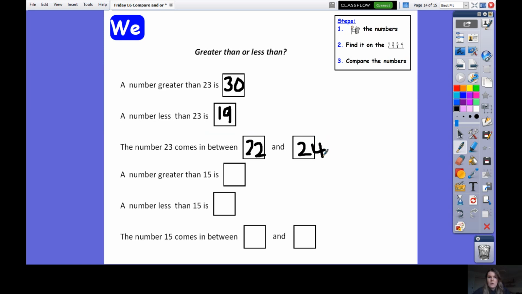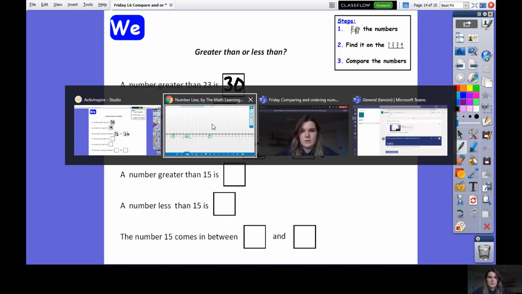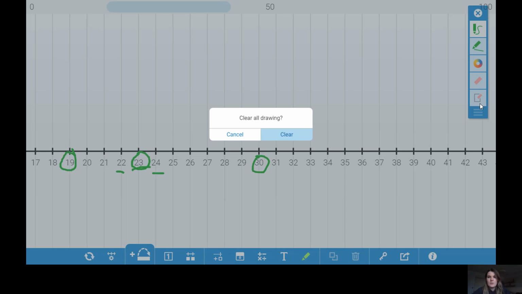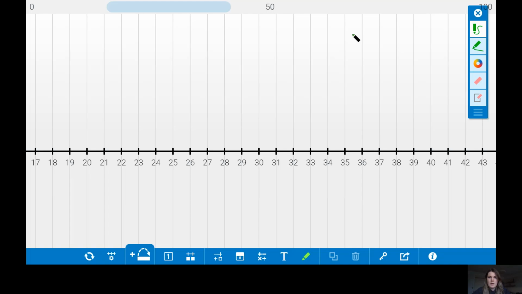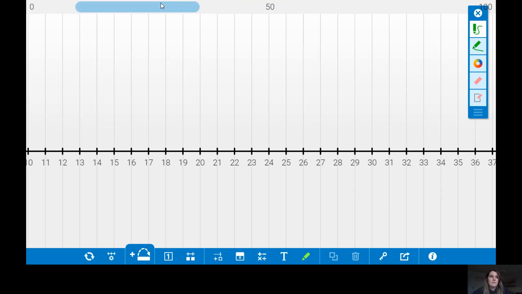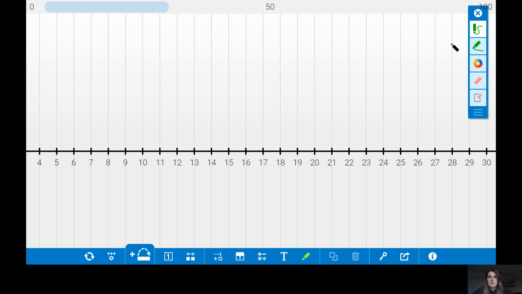Okay. I want to know a number that's greater than 15, a number less than 15, and what comes between them. Okay, so I'm going to put my number line on the screen for you in case you need it. So we need to find the number. What's our number? 15. Okay, here's 15. So I want to know one that is greater. So greater means it's going which way on the line? It's going to the right.